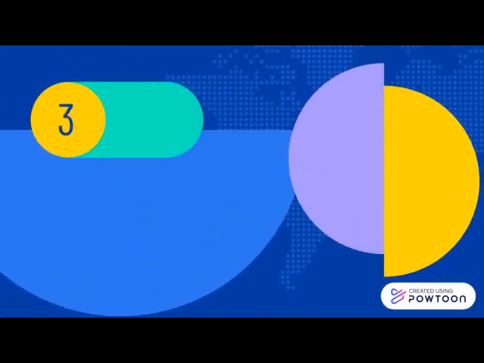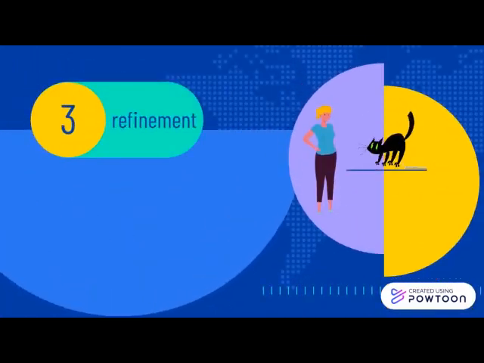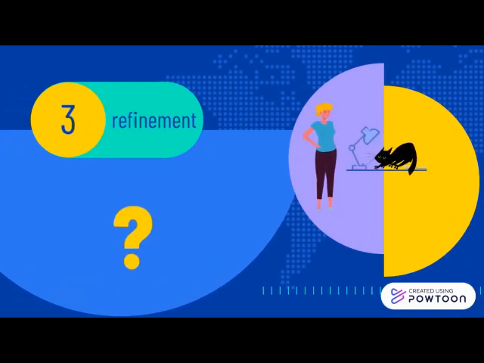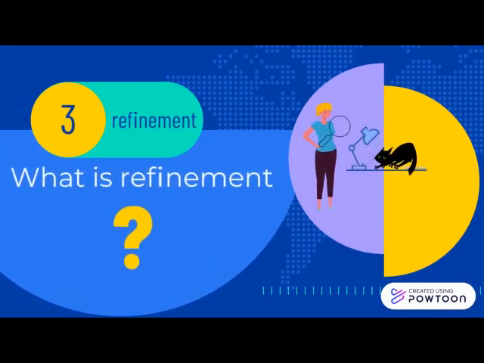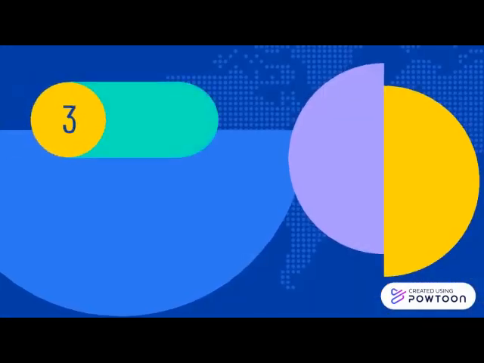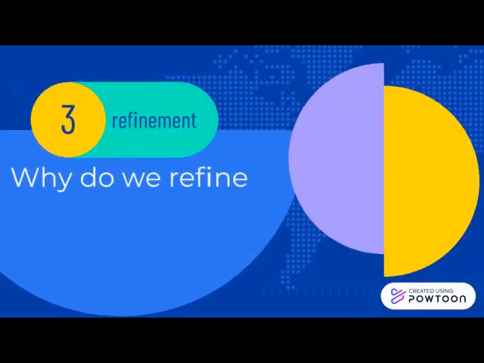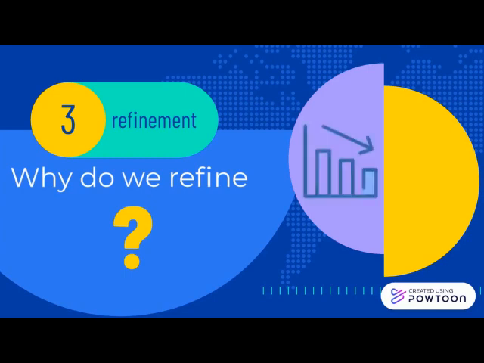To look at the final step of this process, first, we need to understand what is refinement. In broad terms, refinement means to improve. Then, why do we refine? By refining the experimental protocol, we can use a protocol to reduce the pain or distress inflicted on the animal.